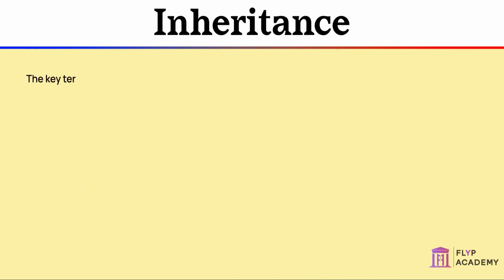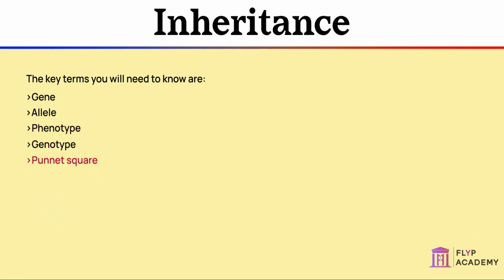The key terms that you will need to know are gene, allele, phenotype, genotype, Punnett square.